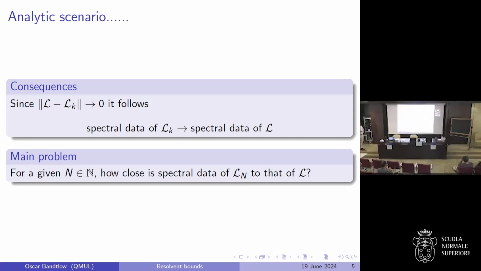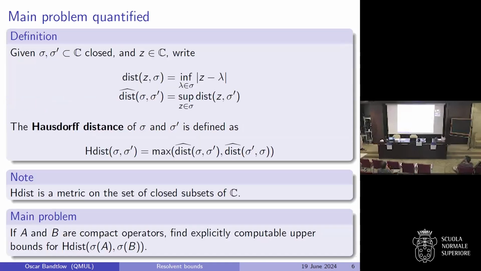At the moment, I haven't really quantified what I mean by closeness of spectral data. So let me quantify this. The quantity I'm going to focus on is the Hausdorff distance. You probably all know this, but just in case you don't. This is a way of quantifying closeness of spectra of two operators; in fact, it's just quantifying closeness of two compact sets in the complex plane. How does this work? Let me just run through this definition. This is probably not the best, but it's the shortest.